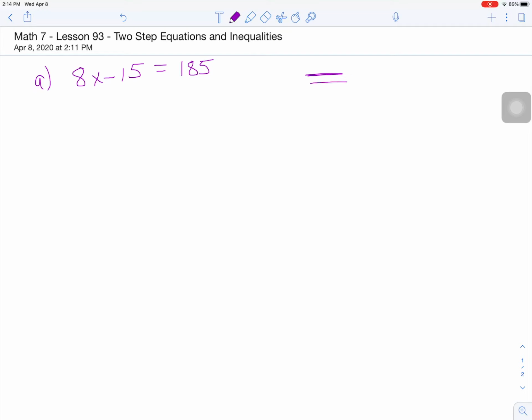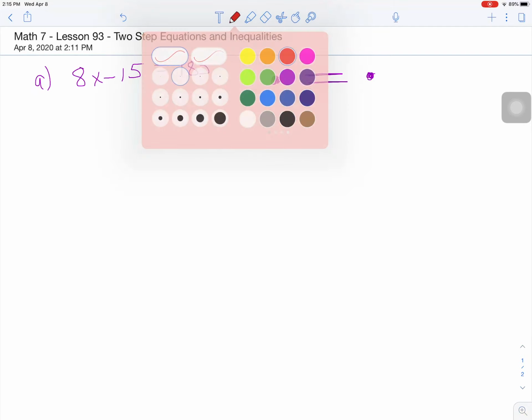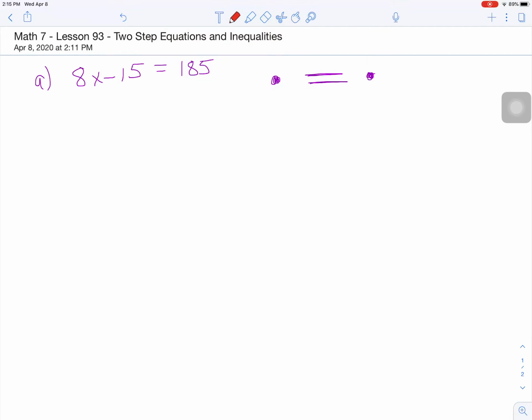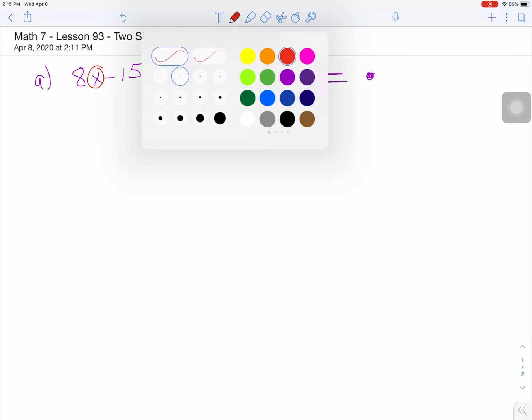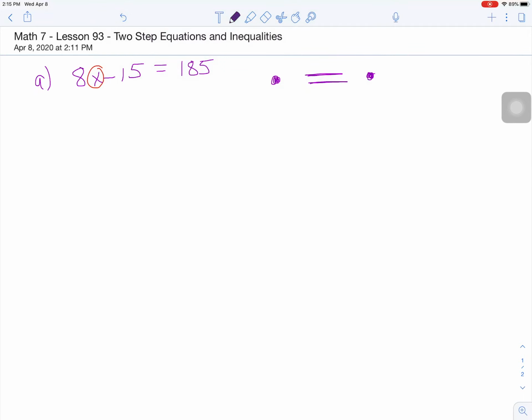Now, the key concept here is to remember that an equal sign means that whatever you do to one side, you have to do to the other side. A dot equals a dot. So that is a key learning. Whatever you do to one side of the equation, you have to do to the other side. So we want to figure out in this equation what x is. So in order to do that, what we have to do is try to get x by itself.